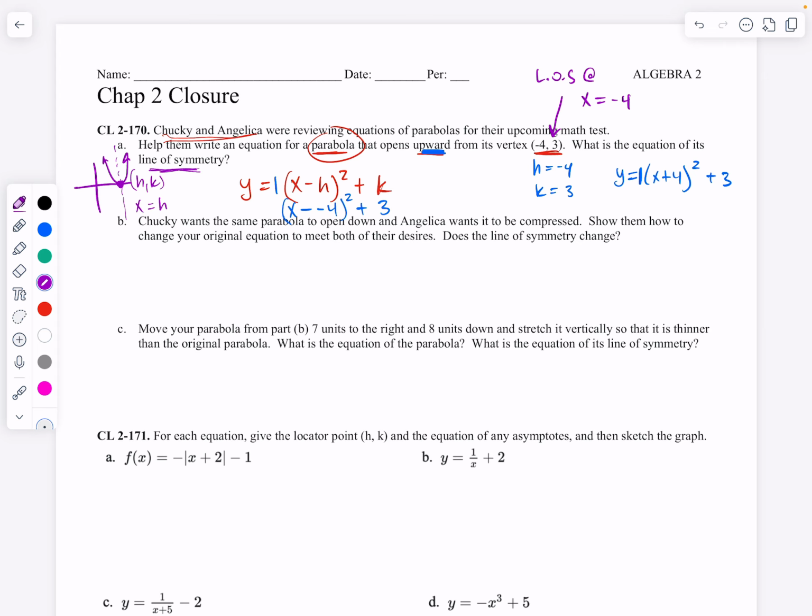All right, let's keep going. Question B. Chucky wants the same parabola to open down, and Angelica wants it to be compressed. Show them how to change your original equation to meet both of their desires. So if it's going to open down, I need a negative number for the stretch factor.